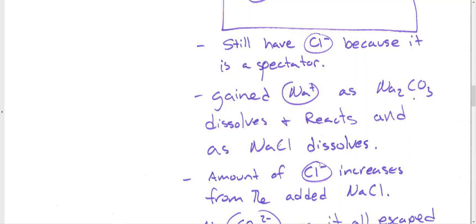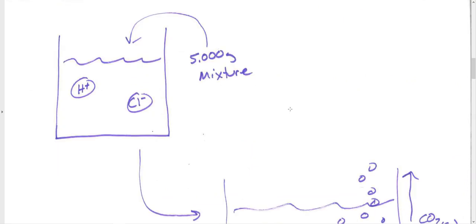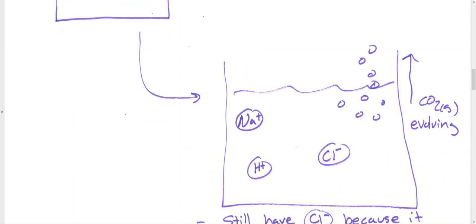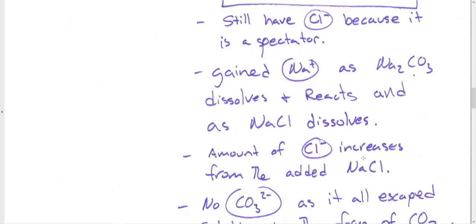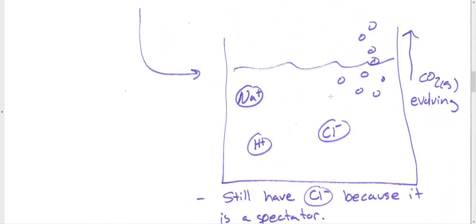And you would also get more chloride than what you started with, right? So we had chloride in there because we had H plus and Cl minus. But then we would also get more chloride when the sodium chloride from the 5-gram mixture dissolves. Okay, so we would get sodium ions from the sodium carbonate dissolving and the sodium chloride dissolving, but we'd also get extra chloride ions as well. Notice how in our final solution here, we didn't write any carbonate ions dissolved, and that's because all of the carbonate is leaving the solution in the form of CO2.